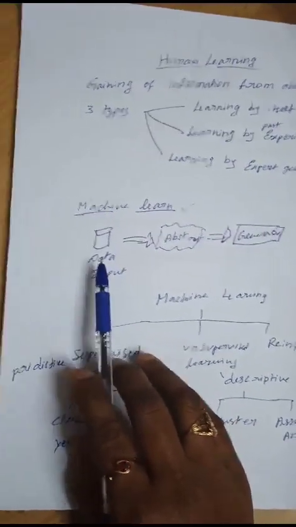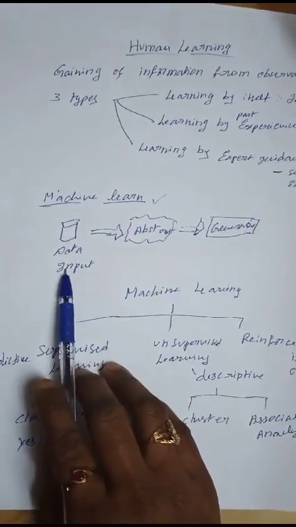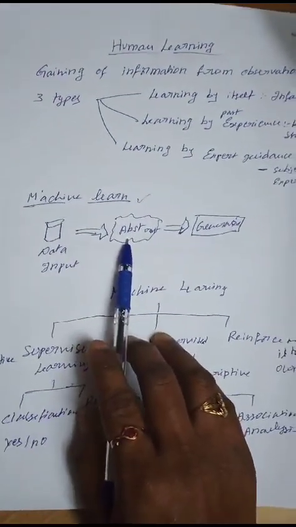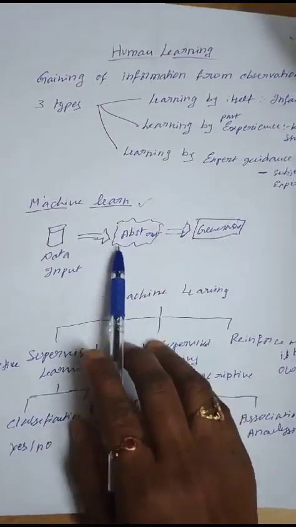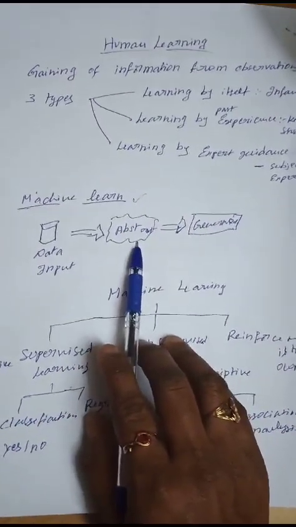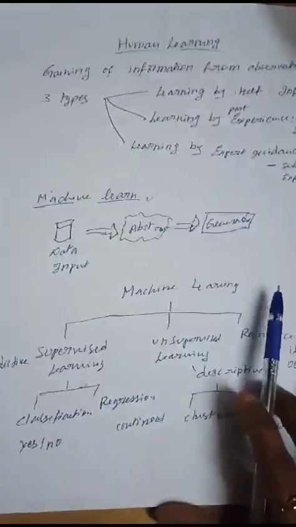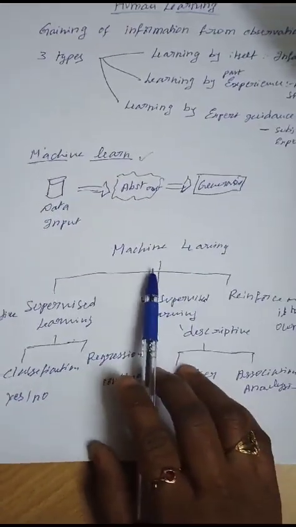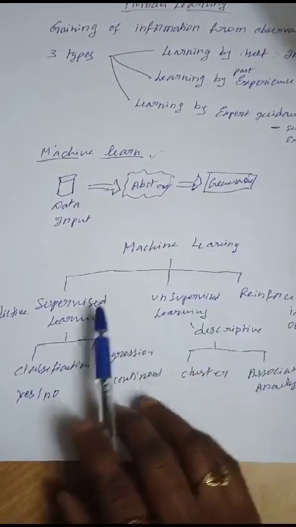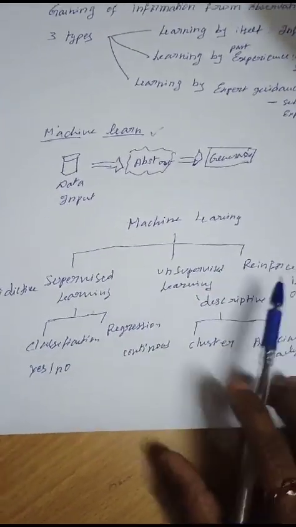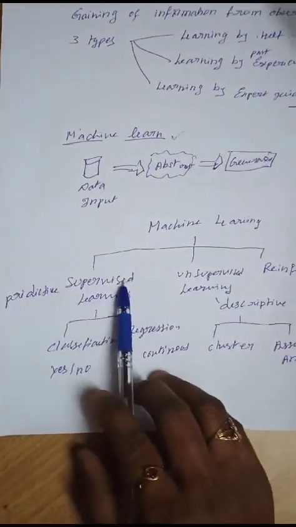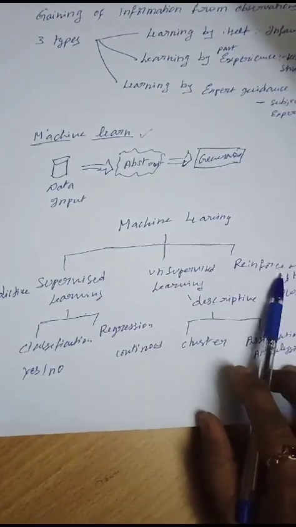In a machine, it collects the data input and then applies abstraction. Abstraction is nothing but applying machine learning algorithms, following frameworks and different types of machine learning algorithms. There are three different types of machine learning: supervised learning, unsupervised learning, and reinforcement learning.